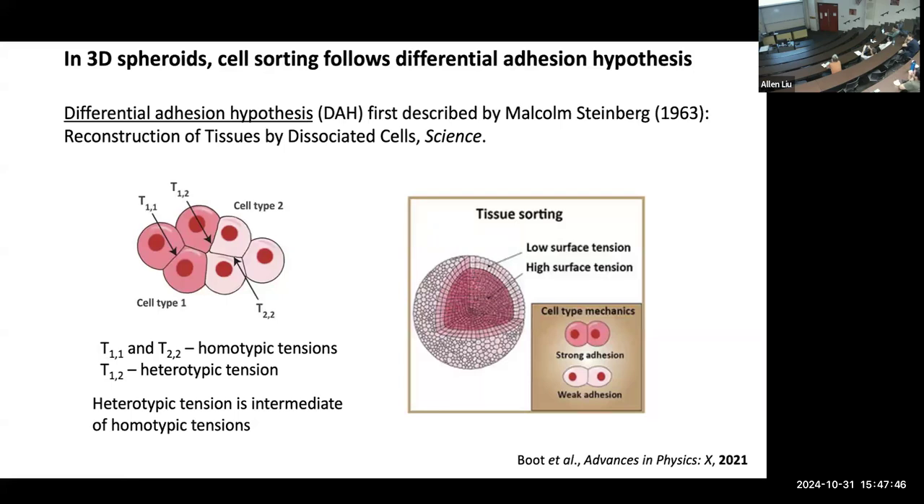So the question then is, can we replicate this? A lot of groups have replicated this, but if you start with a sorted tissue, the idea here is that maybe the lower surface tension cells will be able to escape more easily out of the matrix.